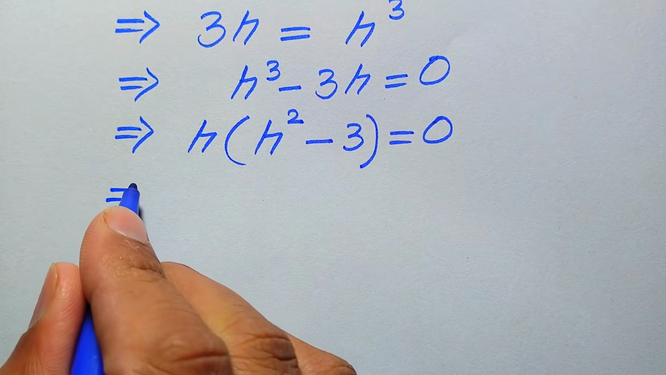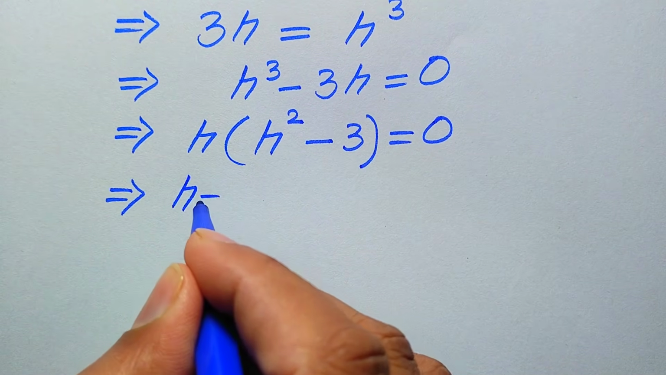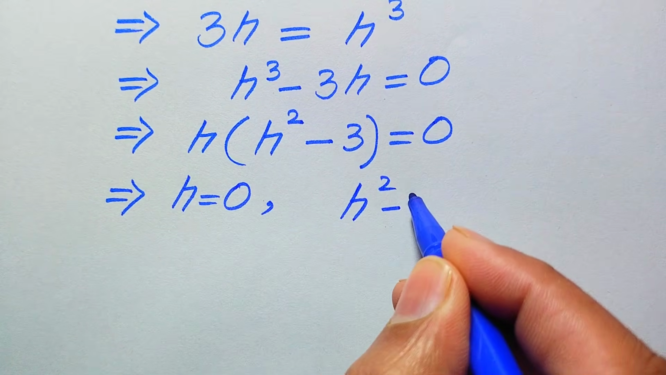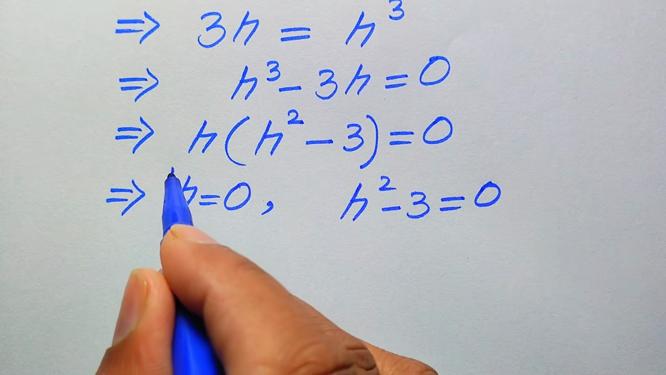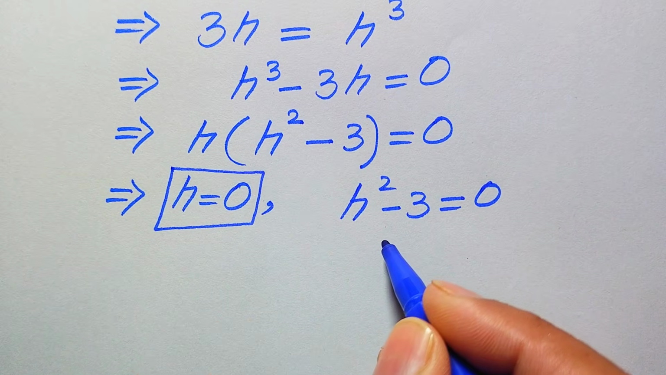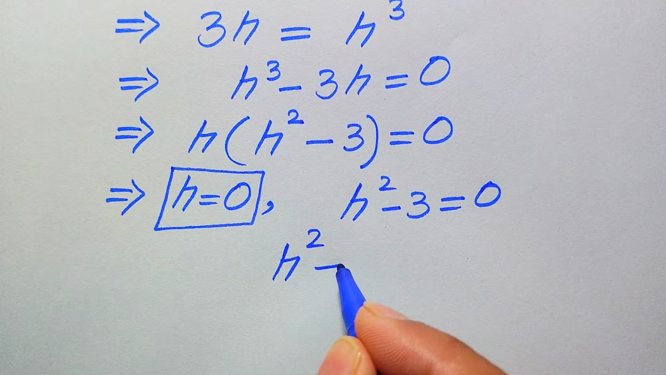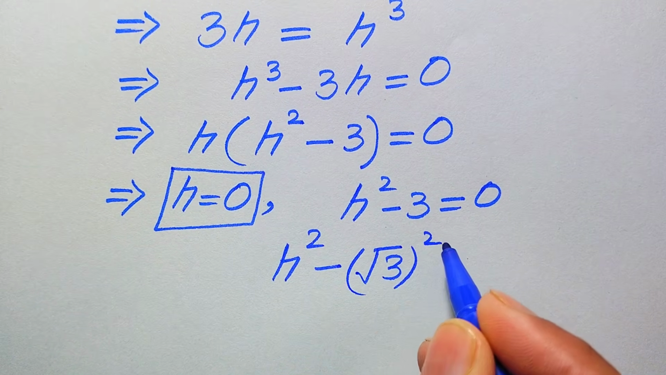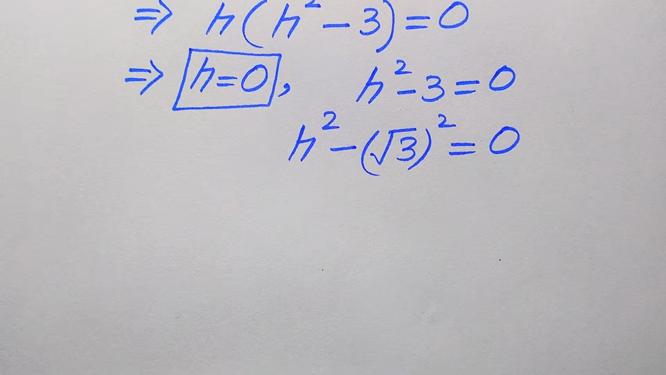Now in the next step we divide this equation into two cases. The first case is h equals 0, and the second case is h squared minus 3 equals 0. So this is the first real root of the given equation. From here we rewrite this equation as h squared minus, we write this 3 as the square root of 3 whole squared, and this whole equation is equal to 0.